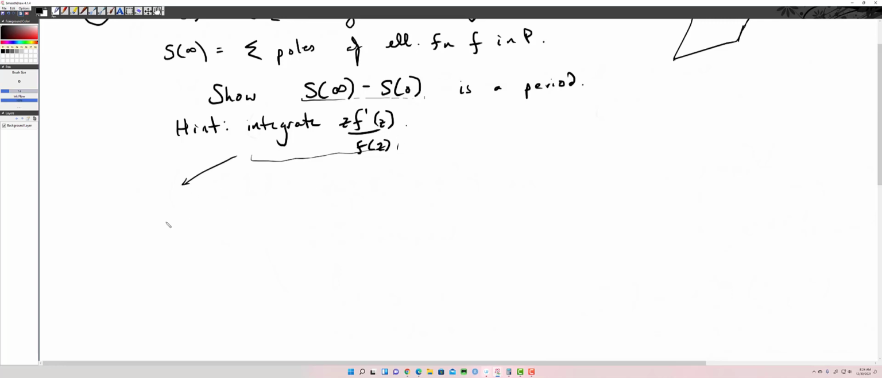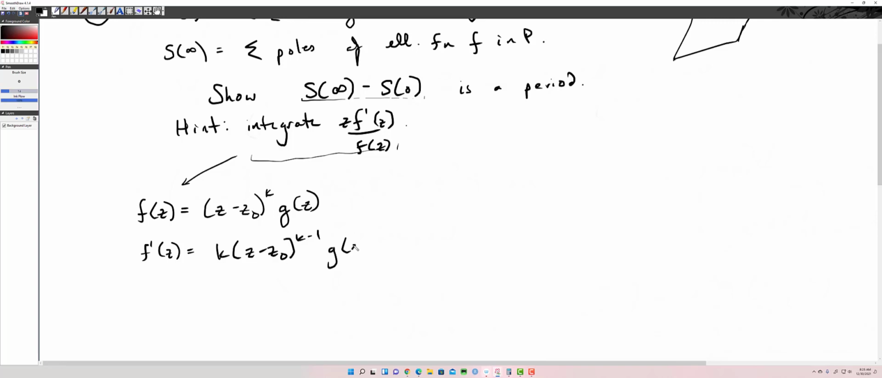And maybe we'll just discuss this hint for a second. So this looks a little like the argument principle. Basically, let's say that you have an order K 0 in F of Z, and this is the full order here. There's no more copies of it in G of Z. In other words, G of Z does not have a 0 at Z sub 0. Well, if you have this, then you can write the derivative of this. We'll do this side first. K Z minus Z sub 0 to the K minus 1 G of Z plus Z minus Z sub 0 to the K of G prime of Z.